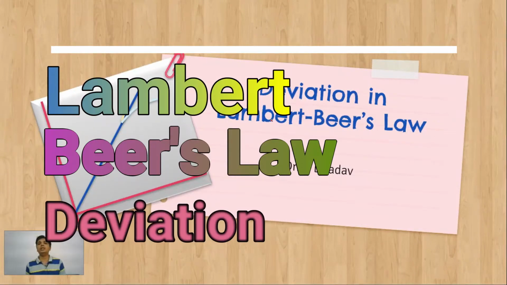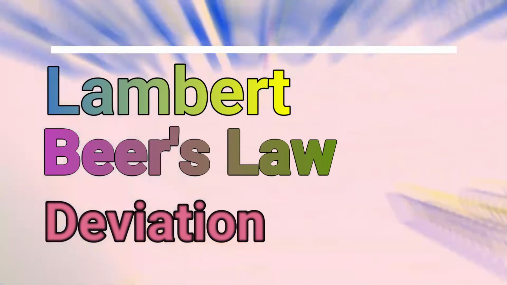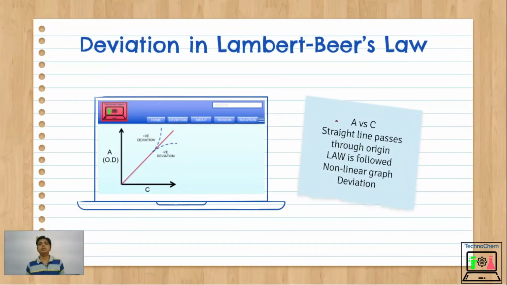In this video, we'll understand about deviation in Lambert's law. Now, in Lambert's law, a graph is drawn, absorbance versus concentration. And if this graph for a series of solutions gives a straight line, that means the Lambert-Beer's law is followed. If this linearity is broken, such a graph is called a deviated graph or non-linear graph, and this is known as deviation in Lambert-Beer's law.